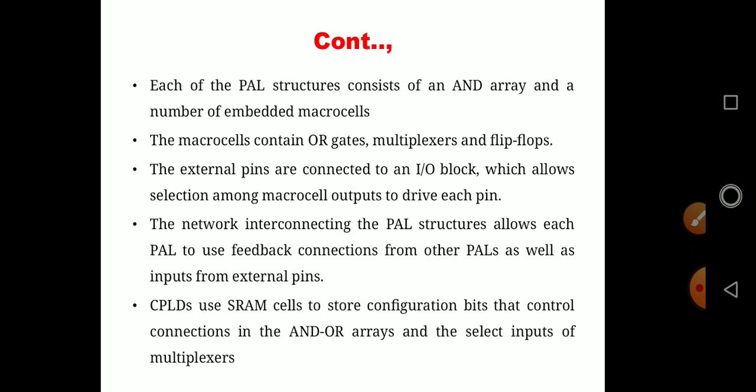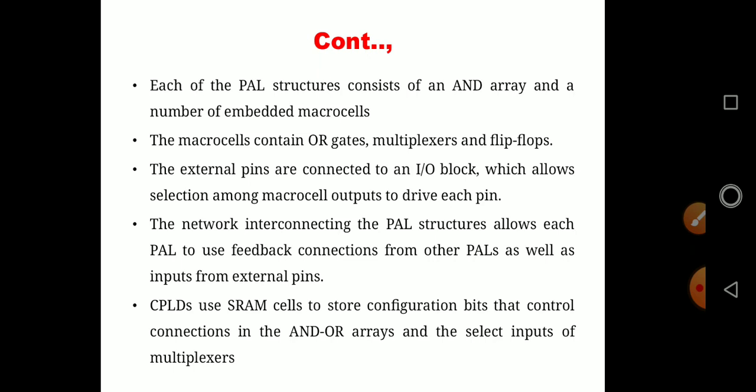The external pins are connected to the input output block, which allows the selection among the macro cell outputs to drive each input. So it helps in the selection of which macro cell is to be connected to the external pin. The network interconnecting PAL structures allows each PAL to use the feedback connections from the other PALs as well as input from the external pins. You can see that to the interconnecting circuits, once again the signal or the feedback is taken from macro cells as well as previous macro cells, as well as from the input output blocks.